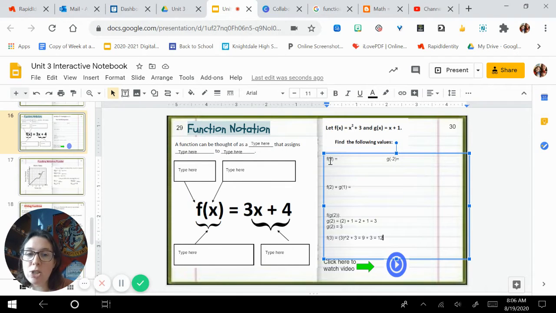So your job is to do f of 3, plug it in, g of negative 2, plug it in, and I kind of explained to you already how to do this. You just have to add your two separate answers. Don't forget to do that and fill it in.